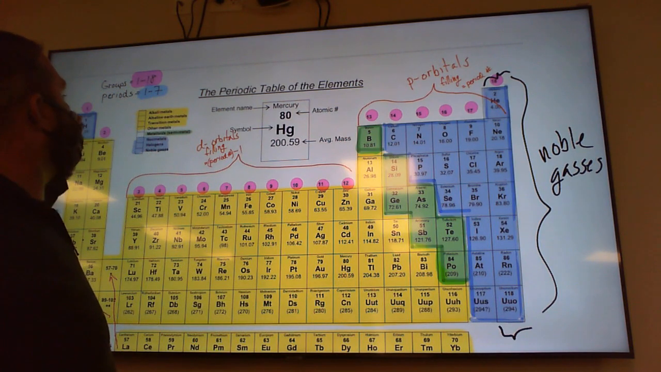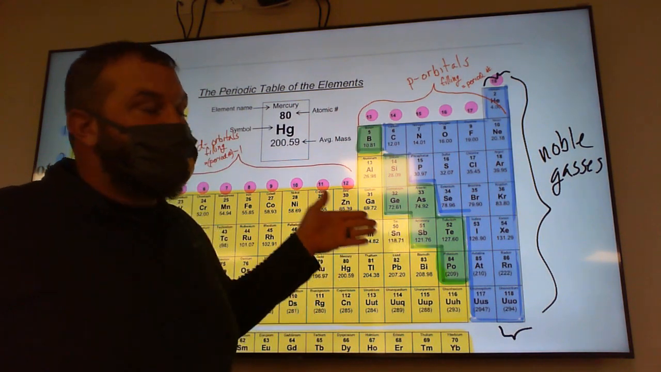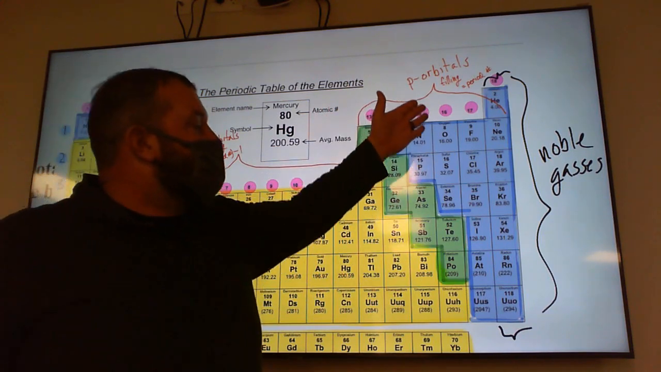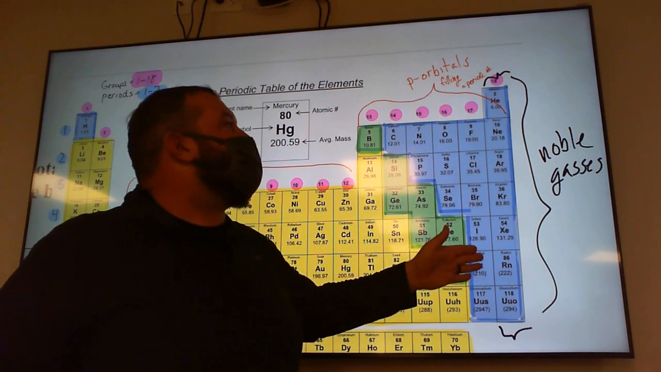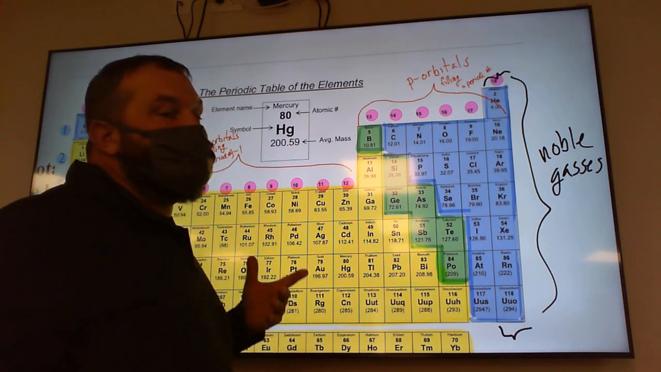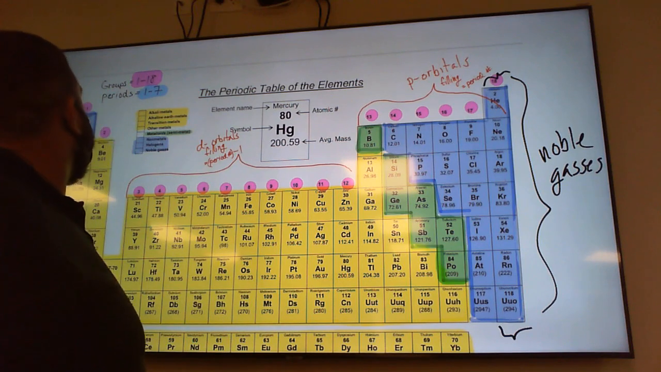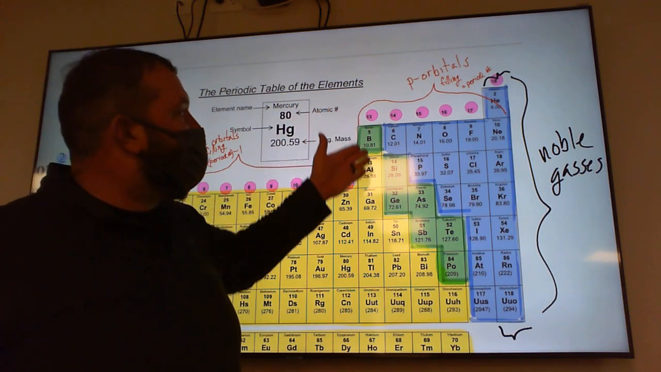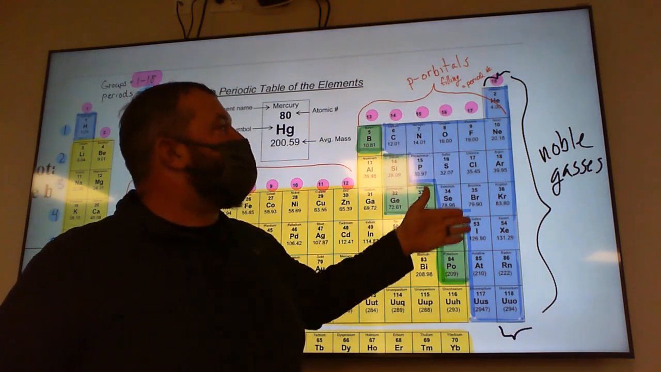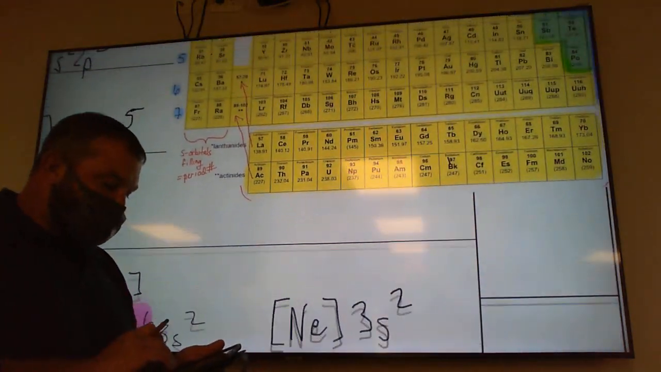So group 1 had 1 dot, group 2 had 2 dots, group 13 had 3 dots, group 14 is going to have, guess how many? 2 from the s, 2 from the p, 4. Group 15 will have 5, 16, 6, 17, 7, 18 will have 8, except helium, which will only have 2. So basically, to figure out how many dots an element has, you just have to look at what group it's in. Group 1 has 1, 2 has 2, 13 has 3, 14 has 4, 15 has 5, 16, 6, 17, 7, 18, 8. So let's go ahead and look at some of these elements, and we'll do dot notations for them.